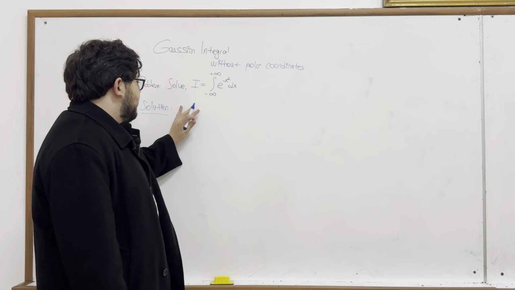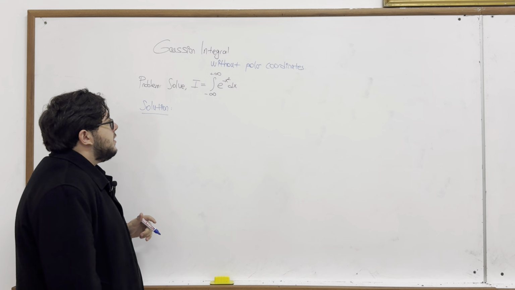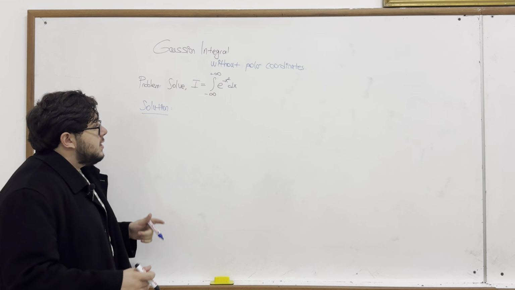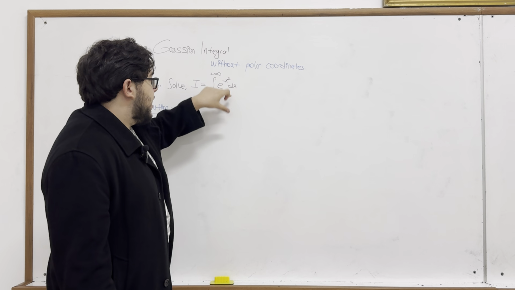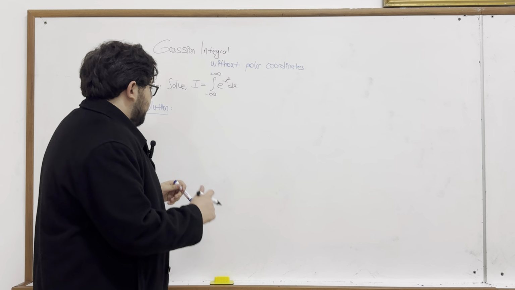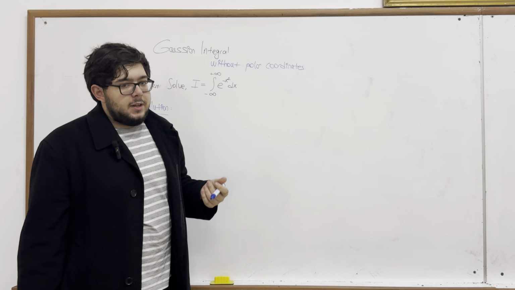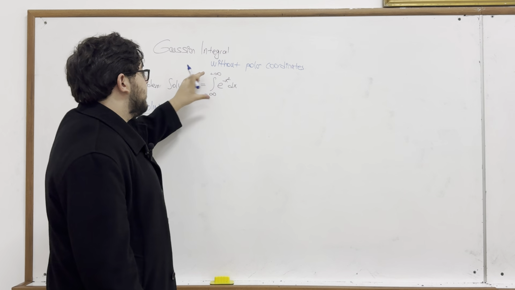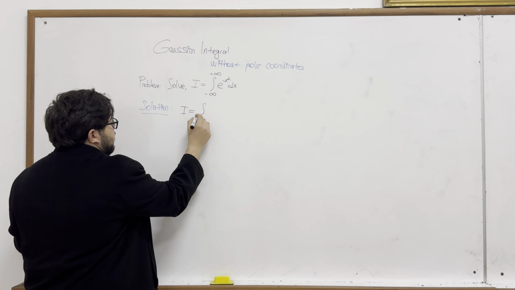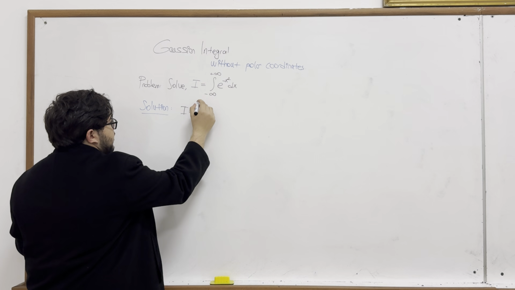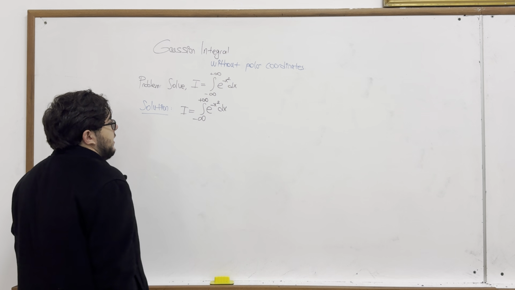Okay, so let's see how this will go. So we have this non-elementary integral, which means we don't know the antiderivative of this function, which is the error function. So we will be using some really nice techniques for evaluating this integral. So let's write the question again. The integral from minus infinity to positive infinity of e to the power of minus x squared dx.